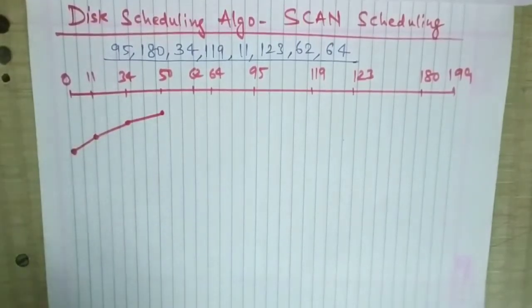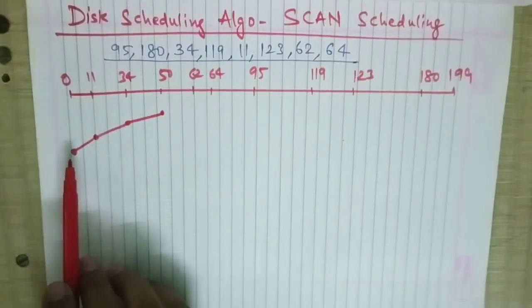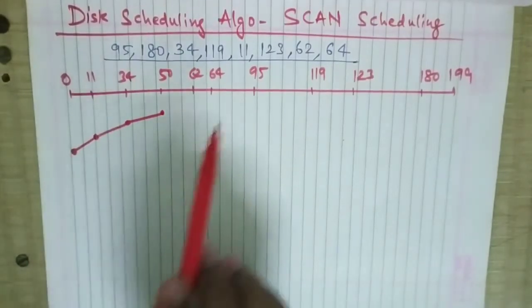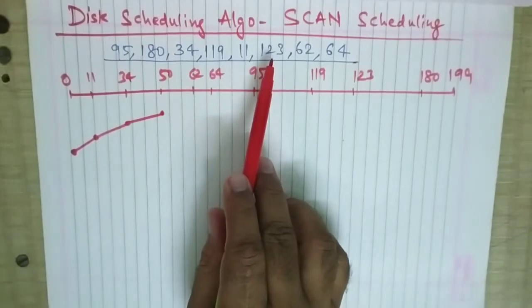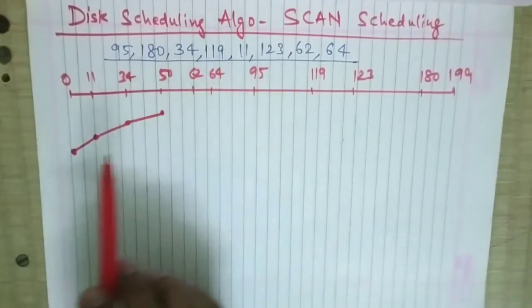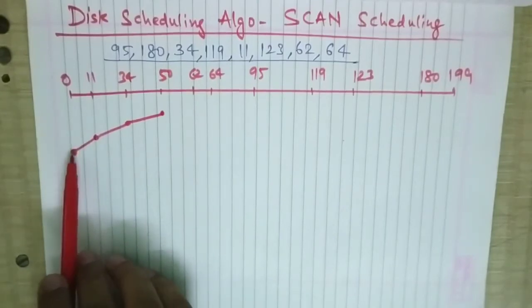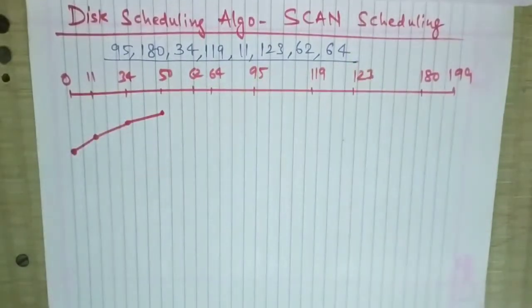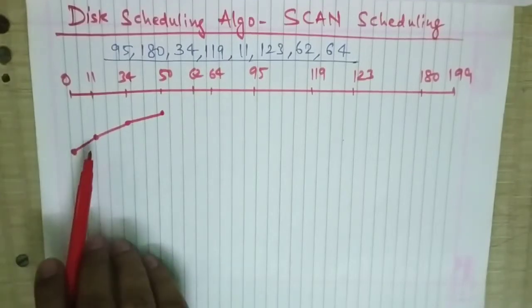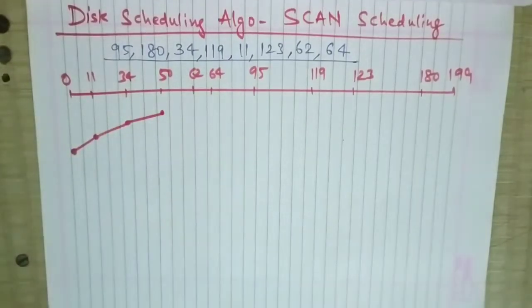Remember, we are going to the 0 point, but 0 is not a track given for servicing. Still, we go to 0 in the SCAN scheduling algorithm. We will have one more algorithm, the LOOK scheduling algorithm, in which we will not go to 0. That will be the same as SCAN otherwise.